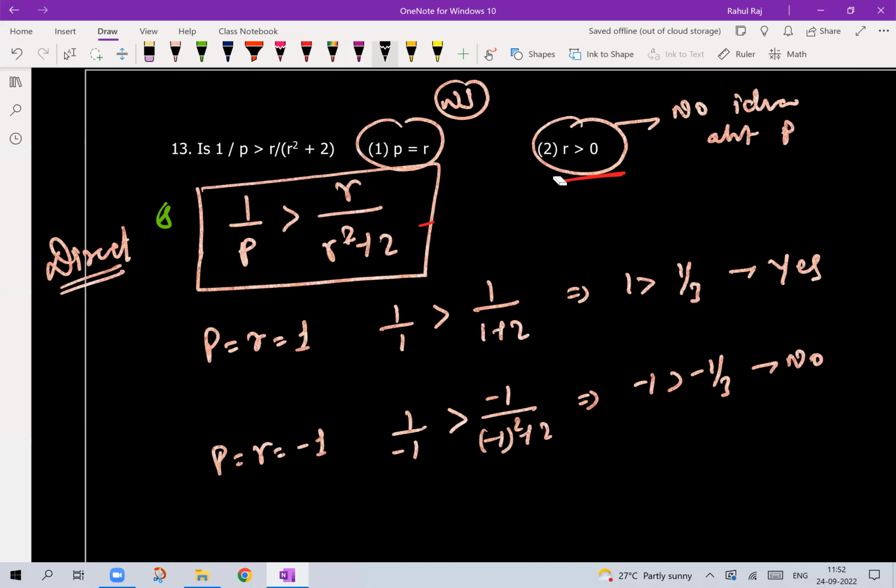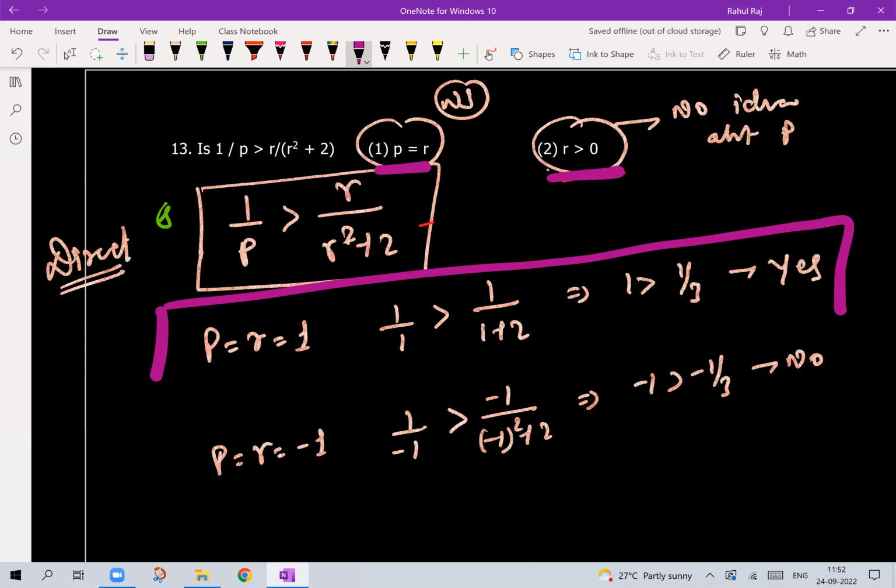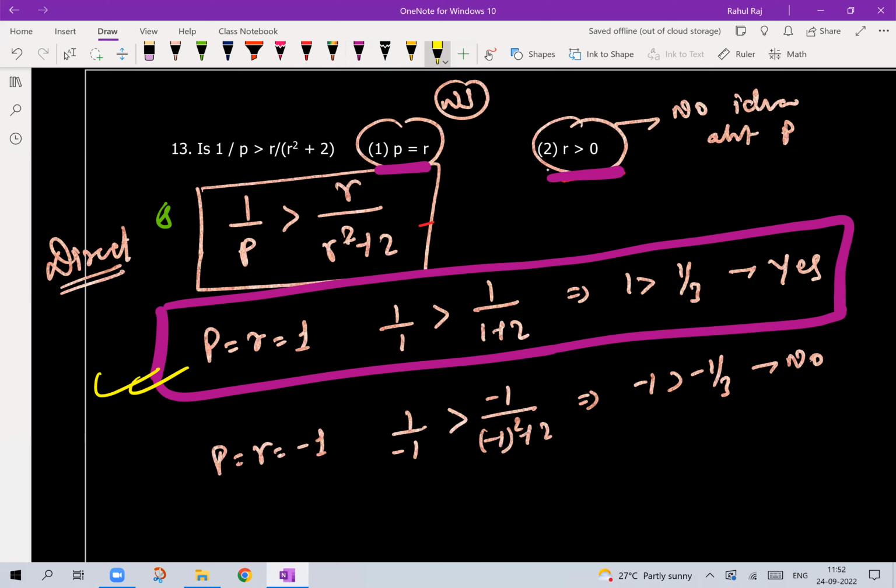Now, when you combine the statements, it says P is equal to R. This says R is greater than 0. Don't you feel only this condition will suffice always? This is a condition which will always suffice. So I can say this is sufficient. C is the straightforward answer to me. Straightforward.